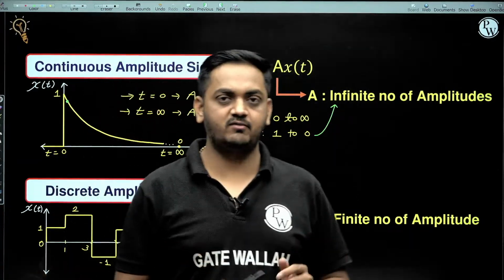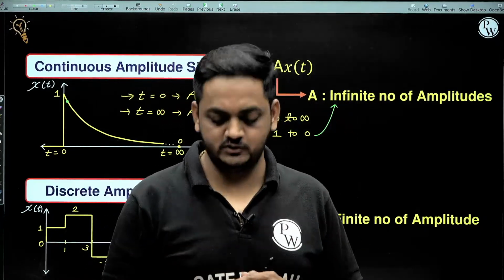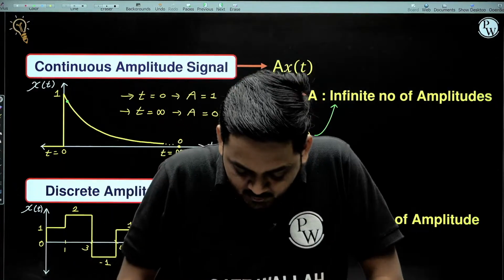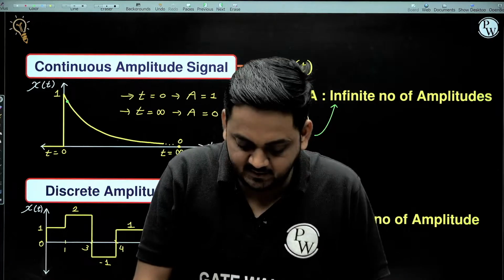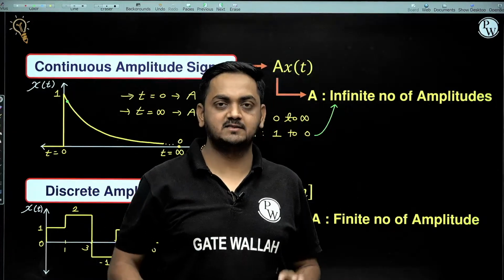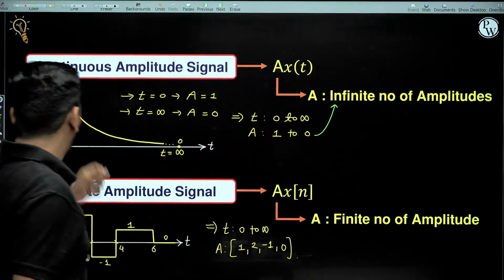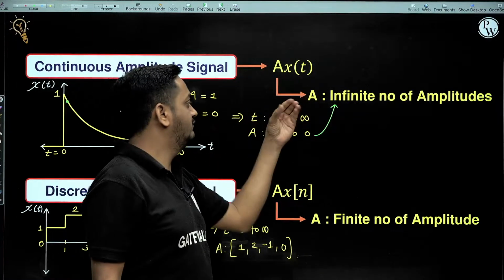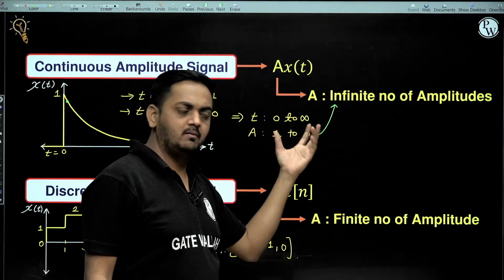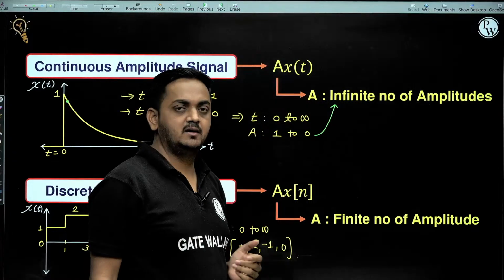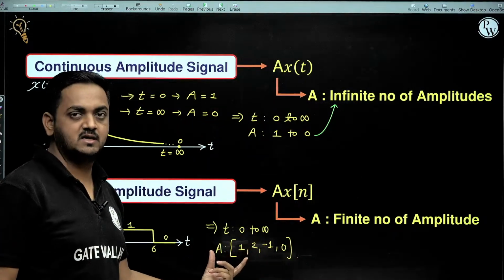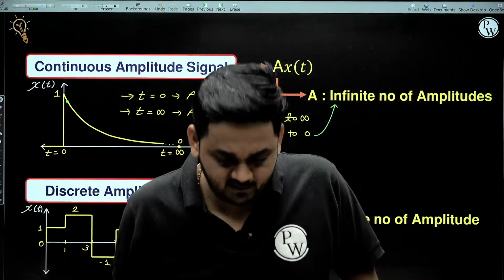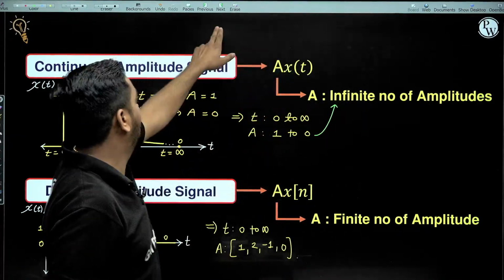Yes or no? Now you got the difference between continuous amplitude and discrete amplitude signal. Is this clear to you? What is the difference between continuous amplitude signal and discrete amplitude signal? Here the number of amplitudes is infinite. Infinite number of amplitudes are possible. At any instant of time, different amplitudes are obtained. But here, out of only 4, this is the example, only a finite number of amplitudes. Is this clear now? Okay. So let us see in detail.